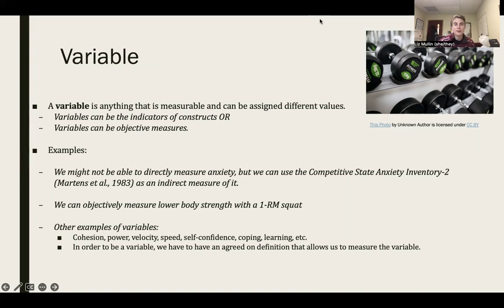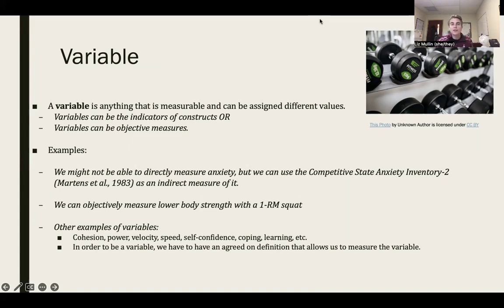So you'll see down here, we might not be able to directly measure anxiety with a ruler, but we have a questionnaire called the Competitive State Anxiety Inventory 2, developed back in 1983 by Martens and colleagues. That's an indirect measure of anxiety. And so as your score is higher or lower on the CSAI-2, it tells us whether or not you had higher competitive state anxiety or lower competitive state anxiety.